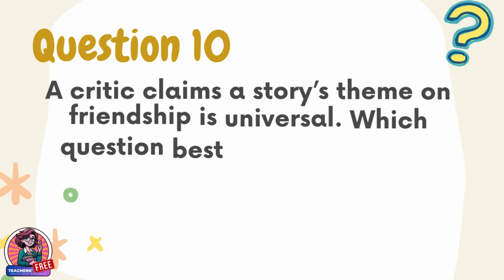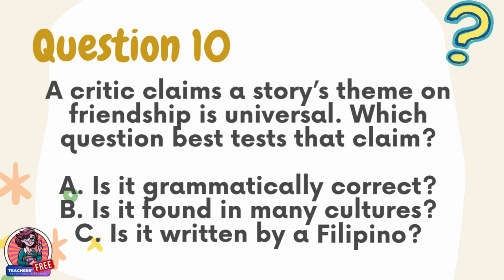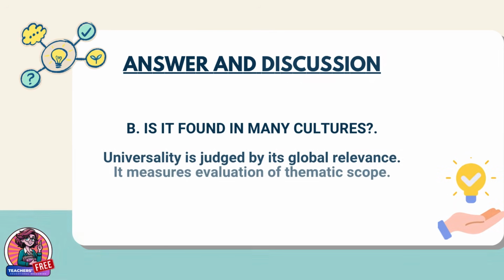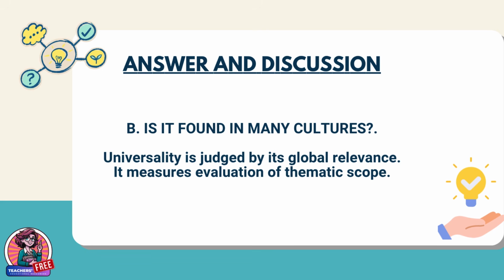Question 10. A critic claims a story's theme on friendship is universal. Which question best tests that claim? A. Is it grammatically correct? B. Is it found in many cultures? C. Is it written by a Filipino? Answer. B. Is it found in many cultures? Universality is judged by its global relevance. It measures evaluation of thematic scope.